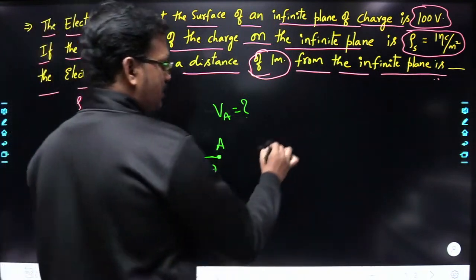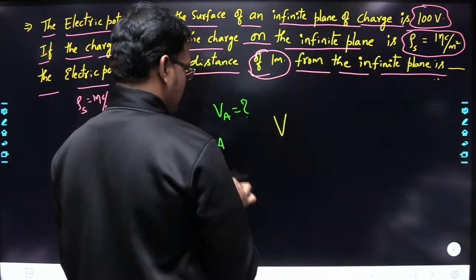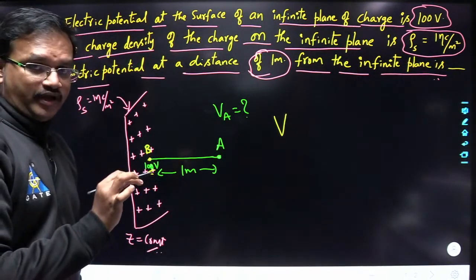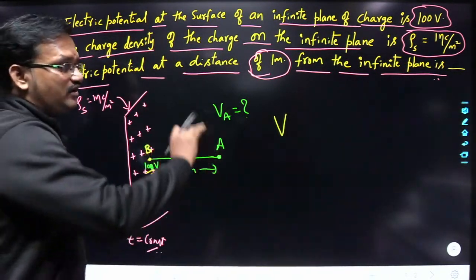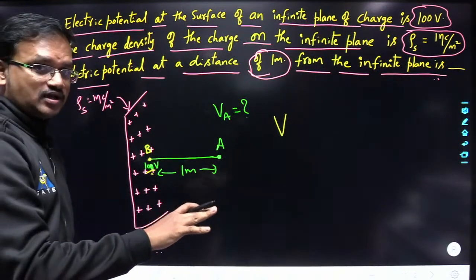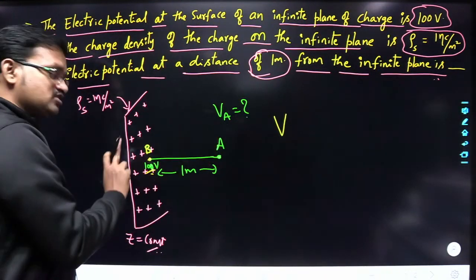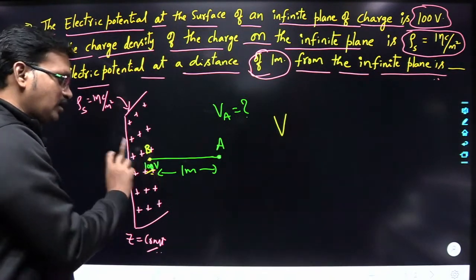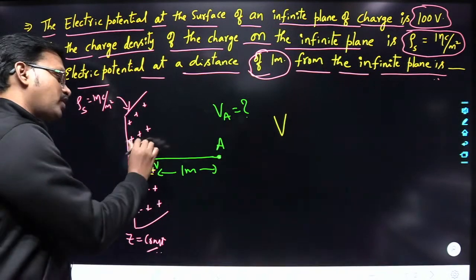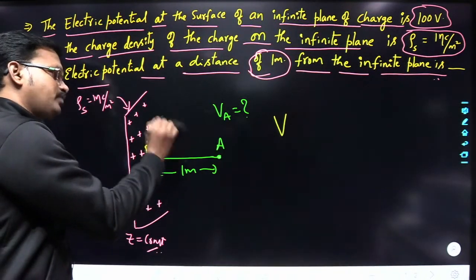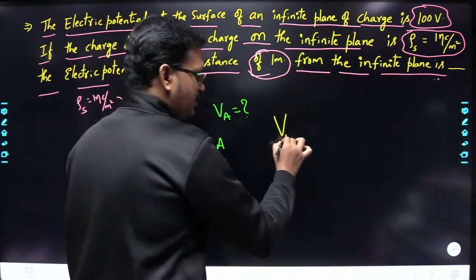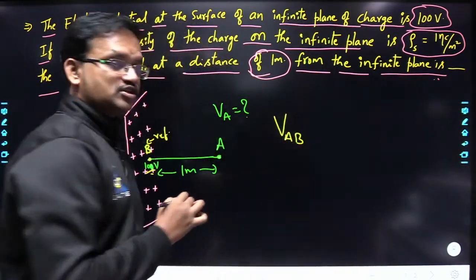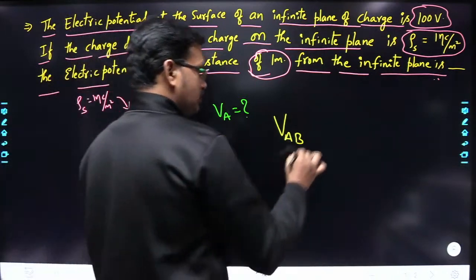Now here I am determining the potential at A with respect to some other reference point. Since I don't know the potential at any other point in space, I know the potential only at this point, which is present on the surface of the sheet charge. So at this point it is 100 volts. So I am considering the reference point as B. So the potential at A with respect to B.